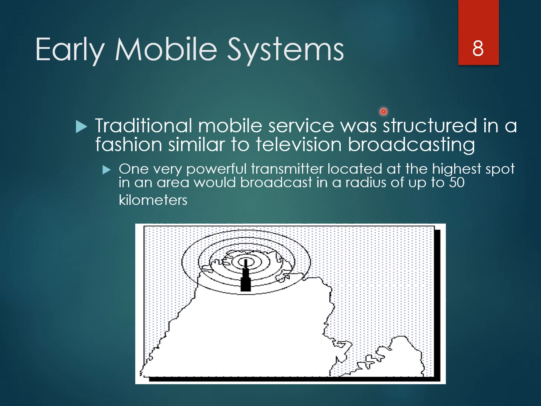So the early mobile system. First of all, in the traditional mobile service, we fix a high-powered transmitting antenna, which can broadcast over 50 kilometers. So only one tower transmits high power, like broadcasting from the tower. It is shared by all the users. The number of users at that time was low, so that was okay then. But with the number of subscribers currently, they cannot utilize these kinds of systems.